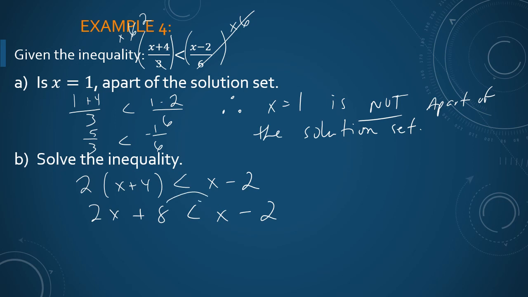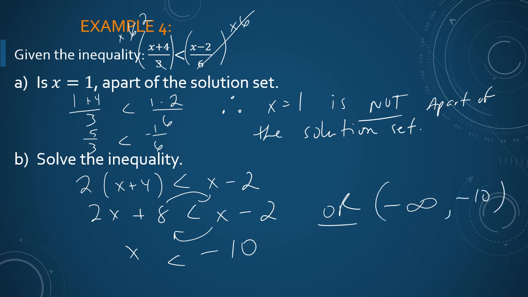Bring that 8 over, becomes negative. Bring this x over, becomes negative. 2x minus x is just x. Negative 2 minus 8, negative 10. Again, just for variety, x less than negative 10 would be from negative infinity to negative 10. Circular brackets because it did not include those points.